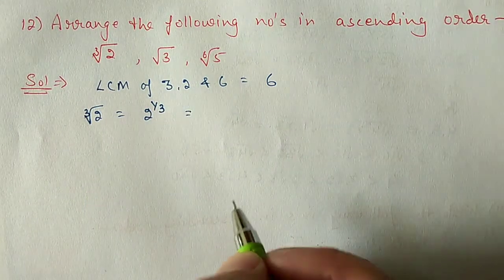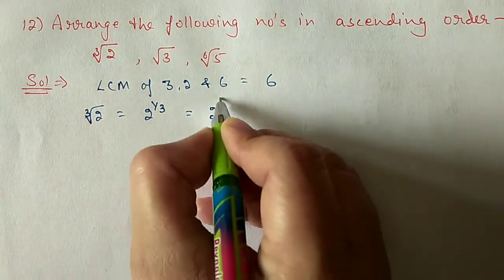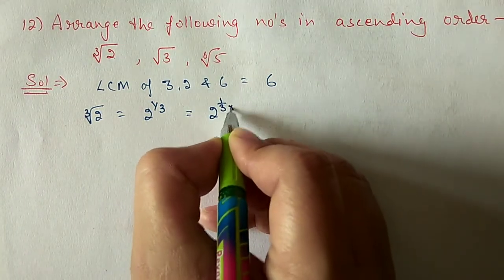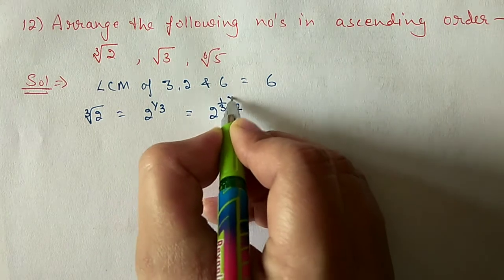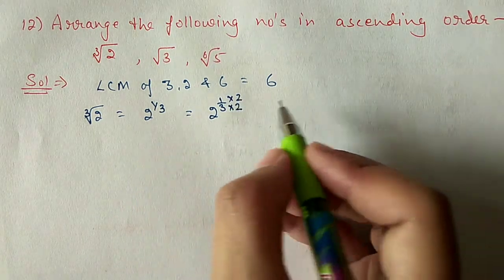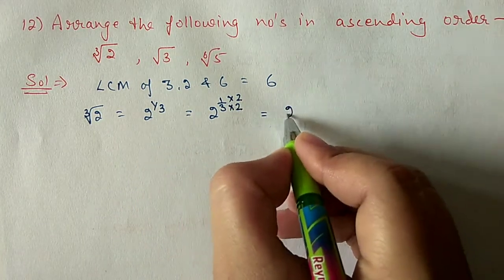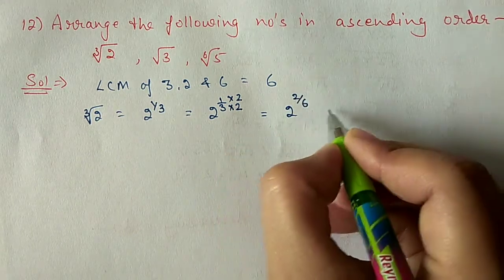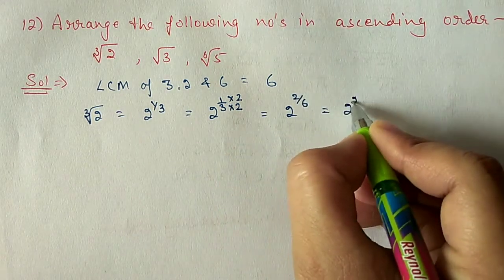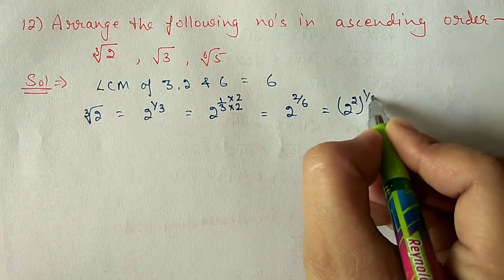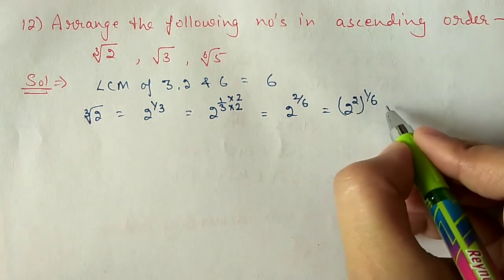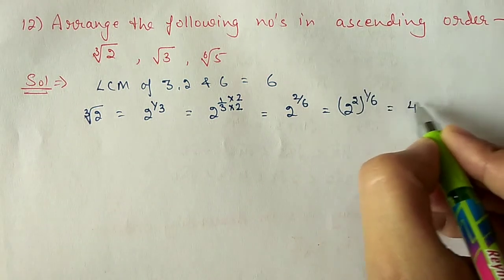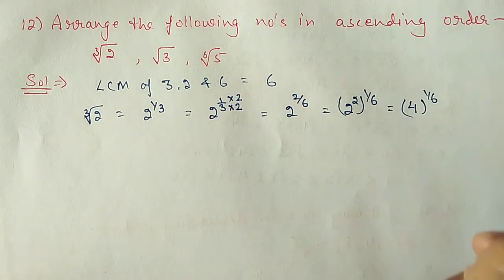We have to change it into power 1 by 6. So to change this power 1 by 3 into 6, we need to multiply the denominator by 2. The same number we will multiply in the numerator also. So it will become 2 to the power 2 by 6, or we can write 2 to the power 2 and keep 1 by 6 outside. 2 to the power 2 is equal to 4, to the power 1 by 6.